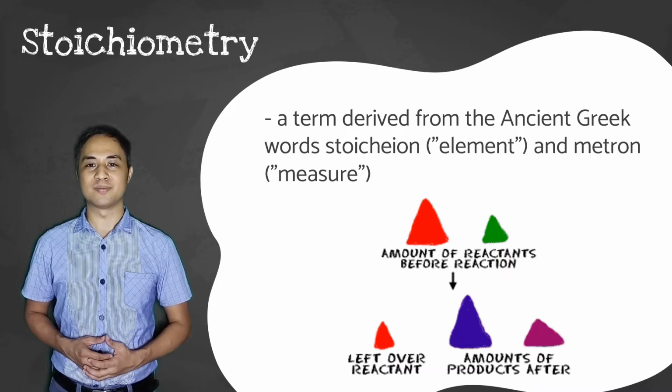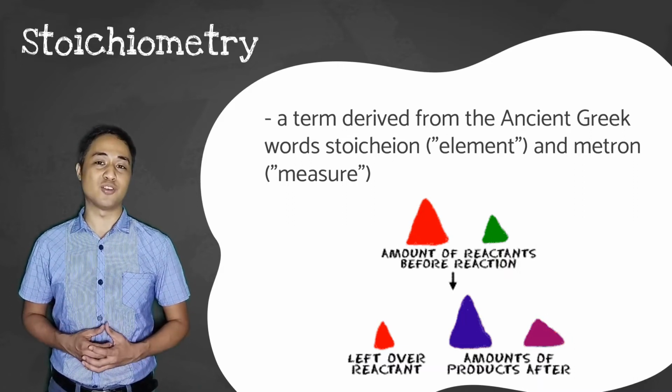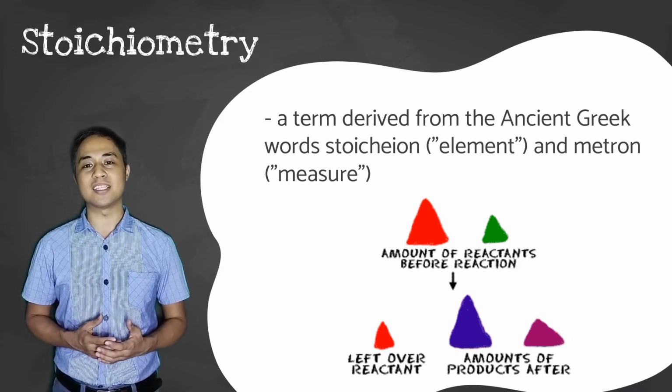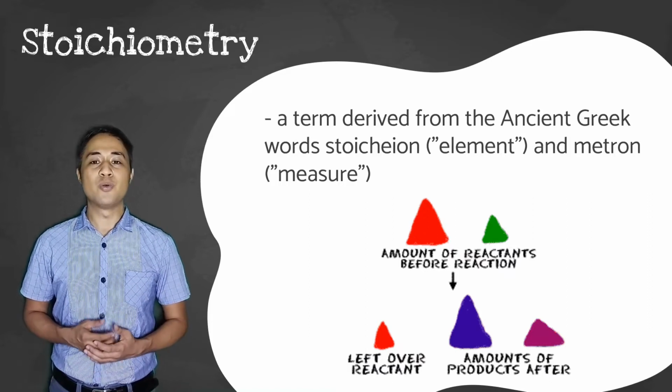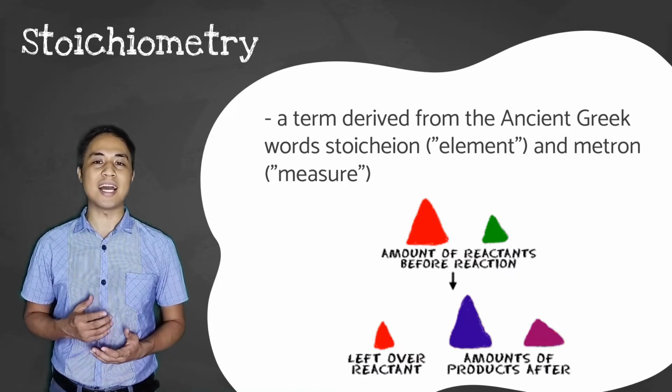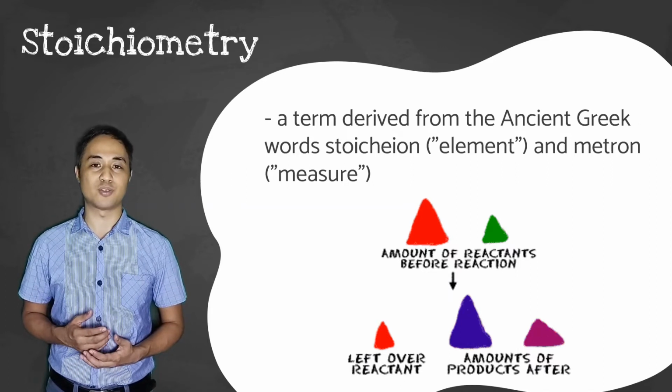a chemical reaction. Because of the law of conservation of mass, which states that matter is neither created nor destroyed, we have to make sure that the amount of reactants should be equal to the amounts of products.